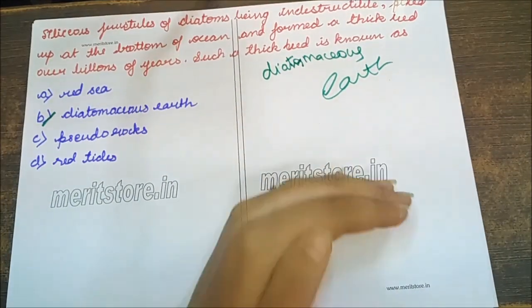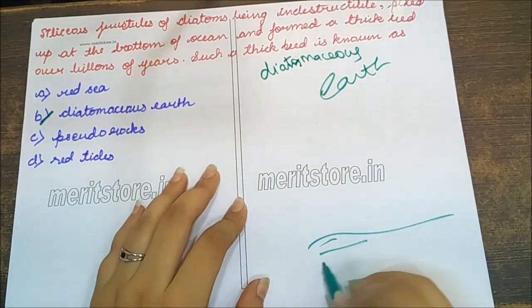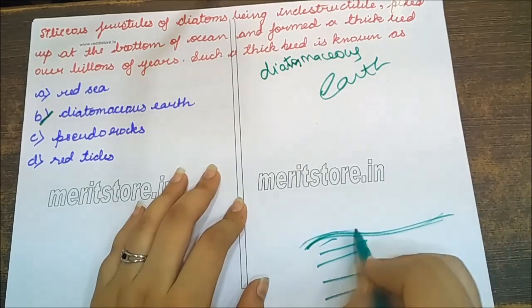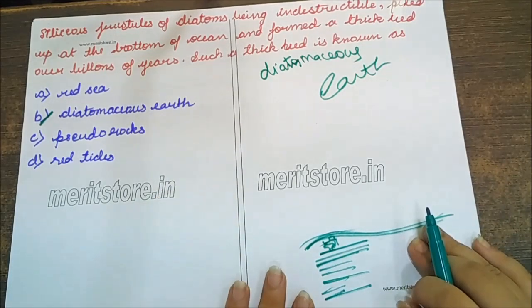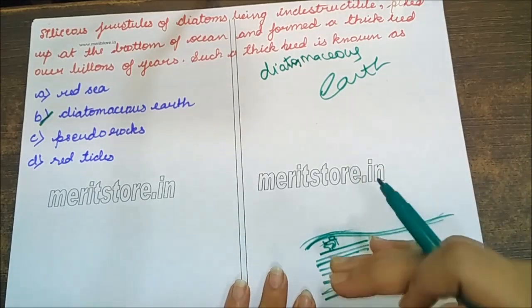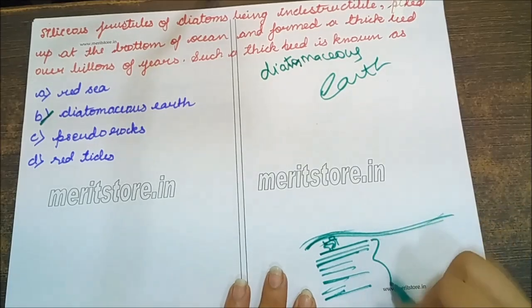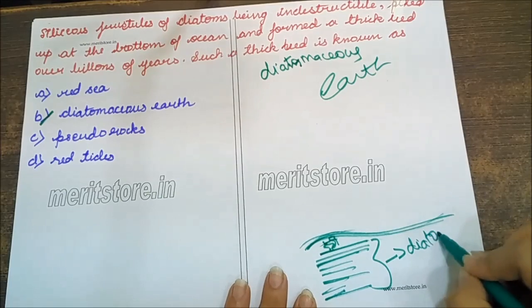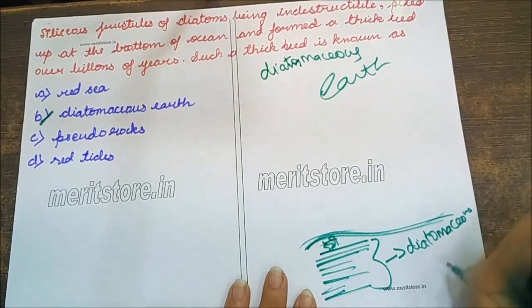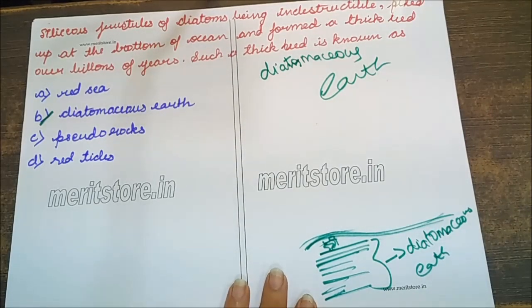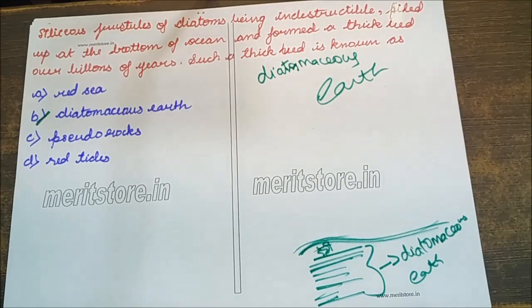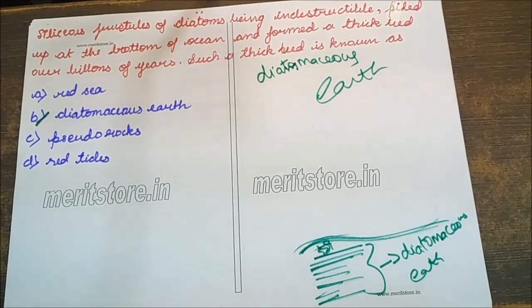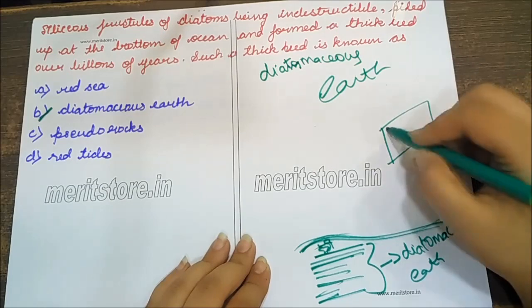The diatom shells piling up at the bottom of oceans. Okay, bottom of oceans. Now this is the ocean, this is the surface of the ocean, this is the middle part, and this is the bottom. Bottom of oceans over millions of years and years form deposits called diatomaceous earth. Now these deposits may be 1,000 meters thick with as many as 5 million diatom shells in each cubic centimeter. This diatomaceous earth is used in many small and large industries.